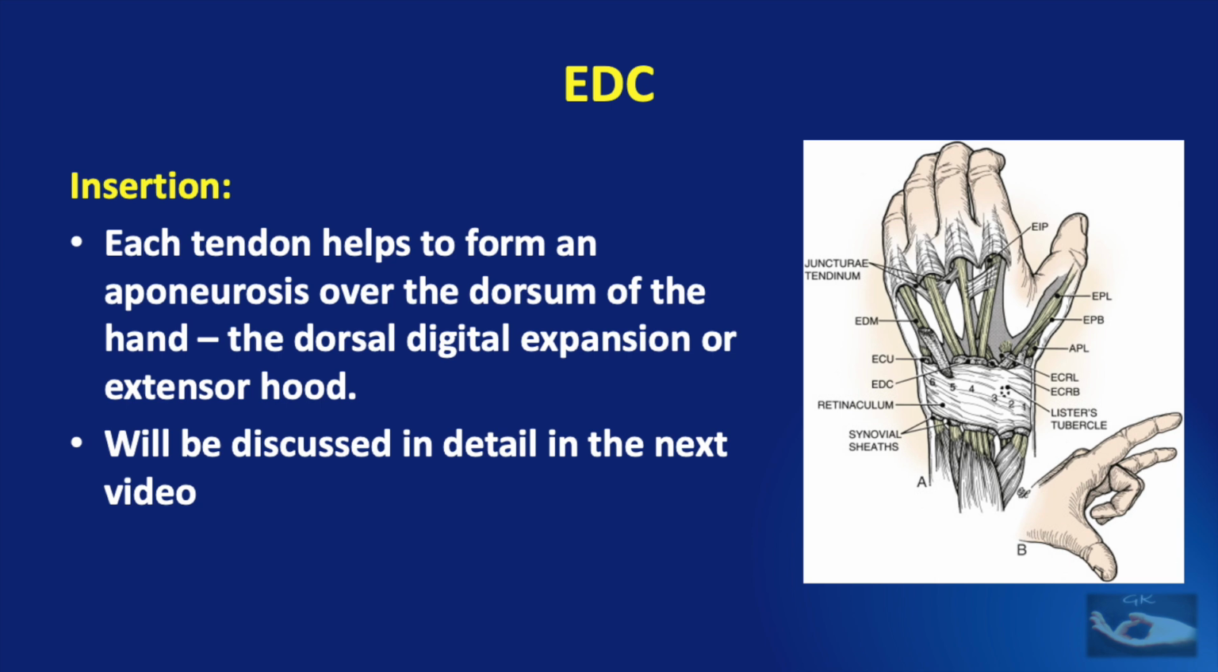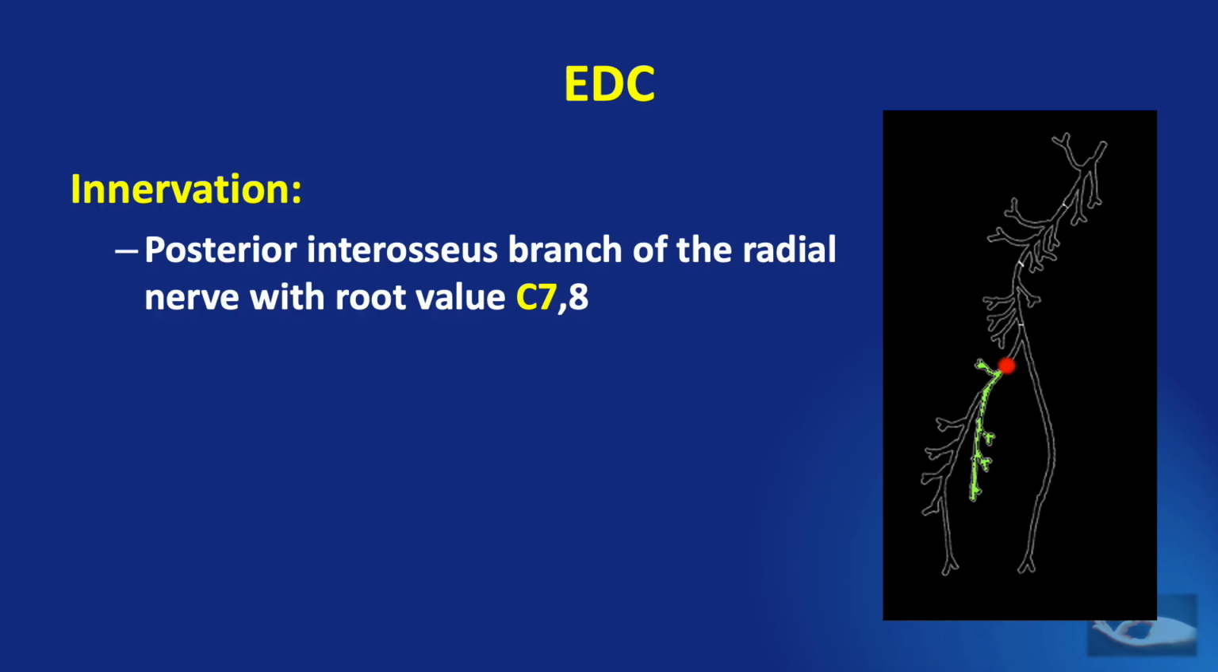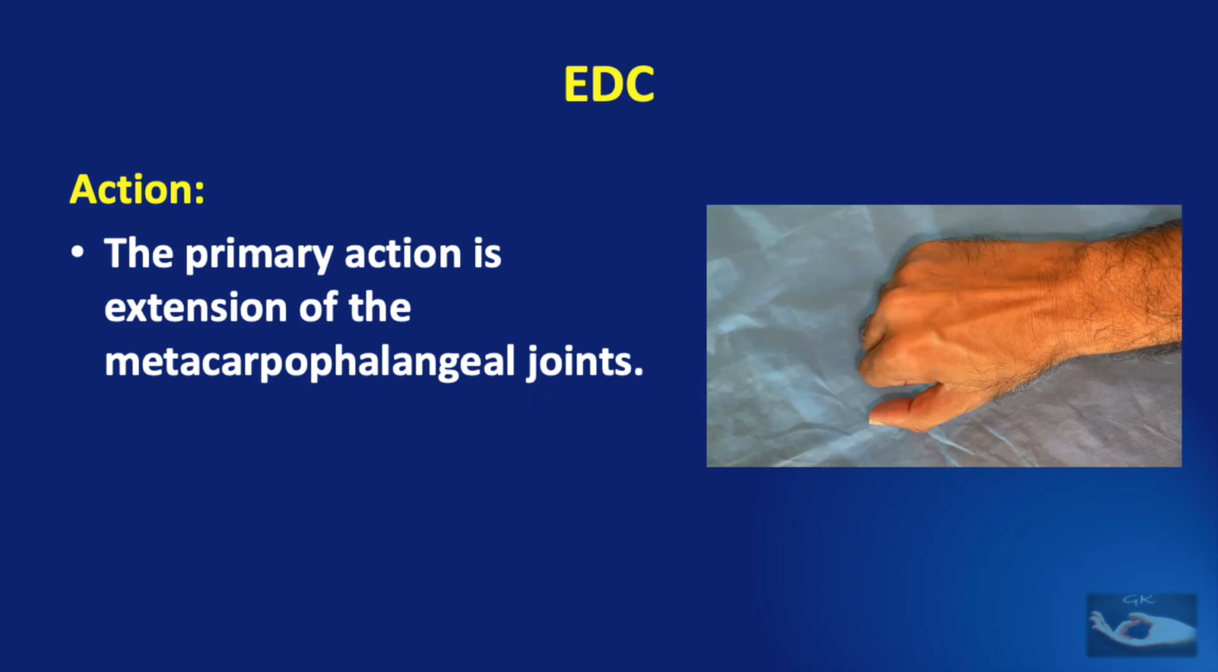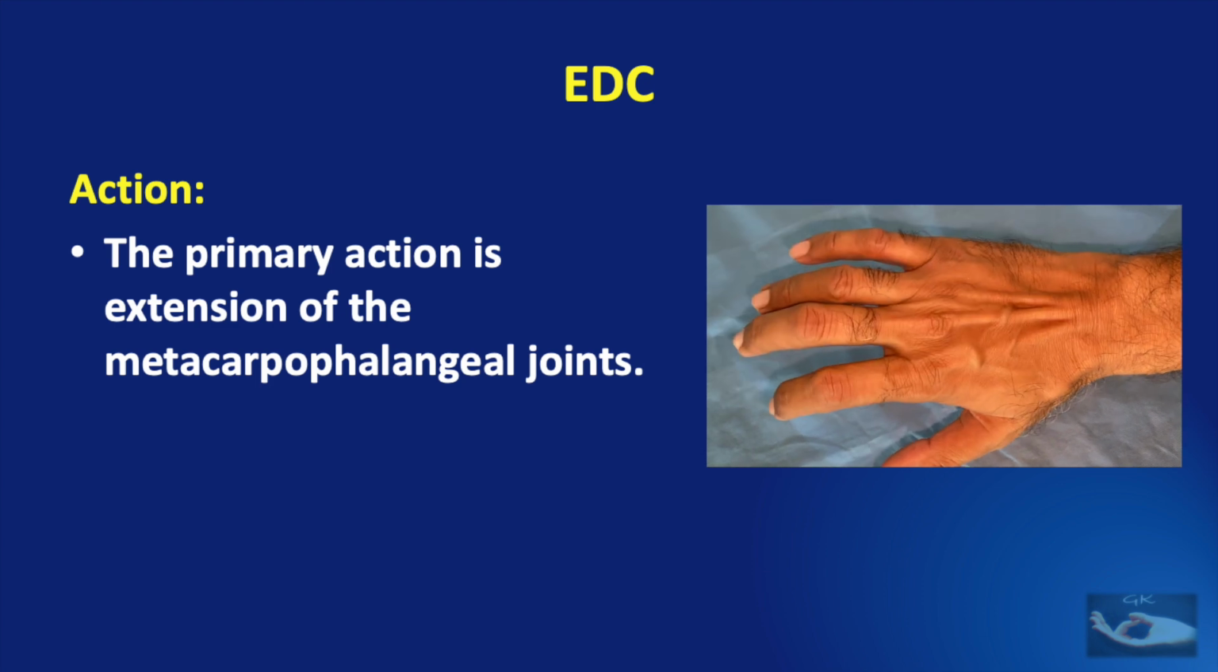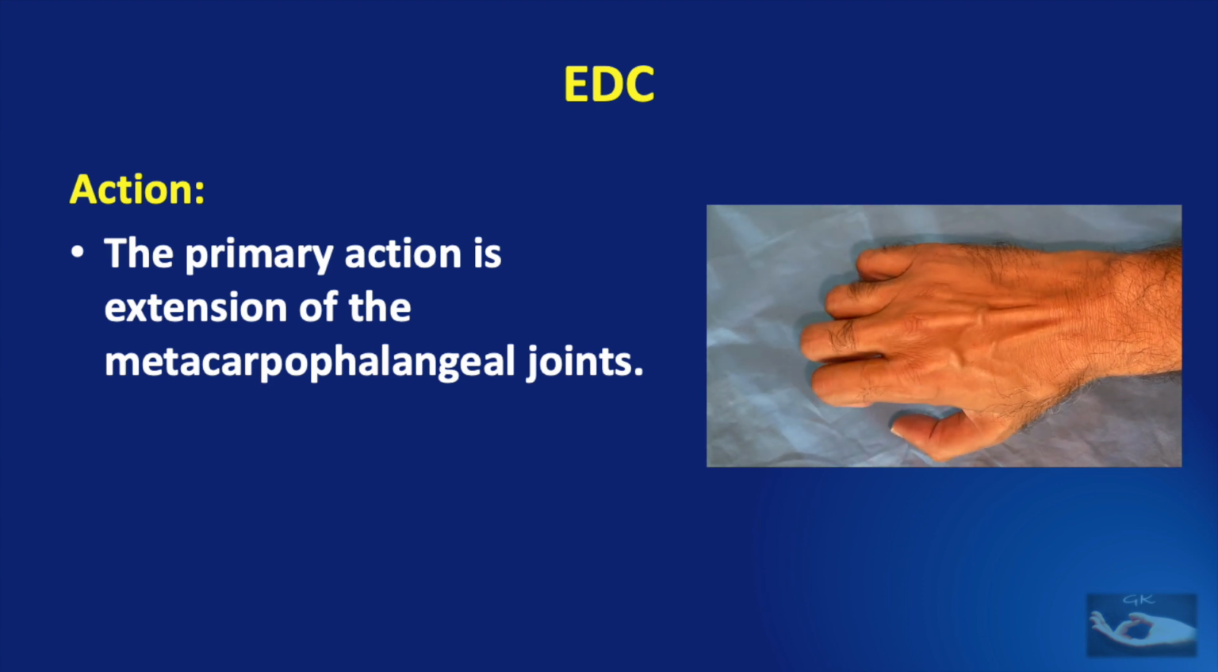On the dorsum of the hand, the tendons then diverge towards the 4 digits. Each tendon helps to form an aponeurosis over the dorsum of the hand, which is known as the dorsal digital expansion or extensor hood, which will be discussed in detail in the next video. The muscle is innervated by a branch from the posterior interosseous nerve with the root value of C7 and sometimes C8. The primary action of the extensor digitorum communis is extension of the metacarpophalangeal joints only.